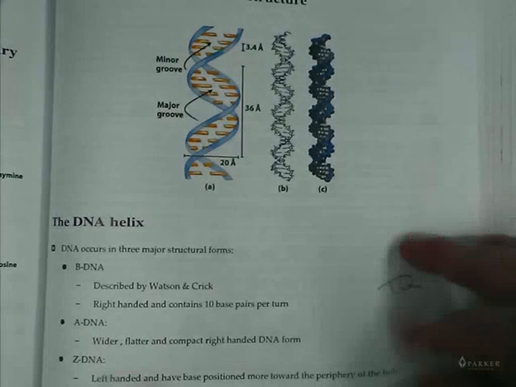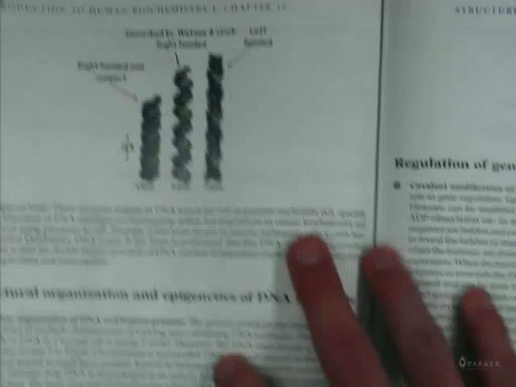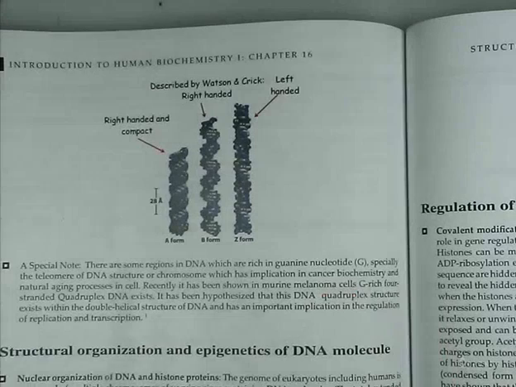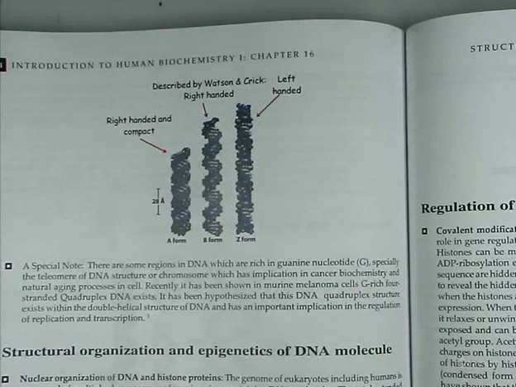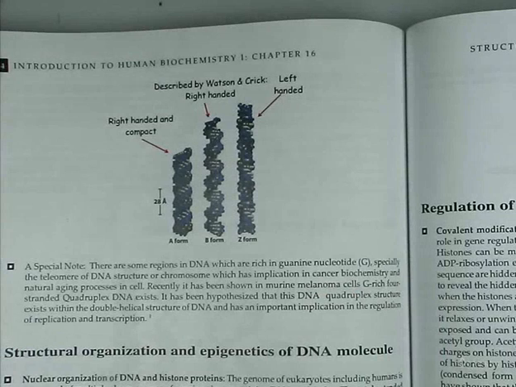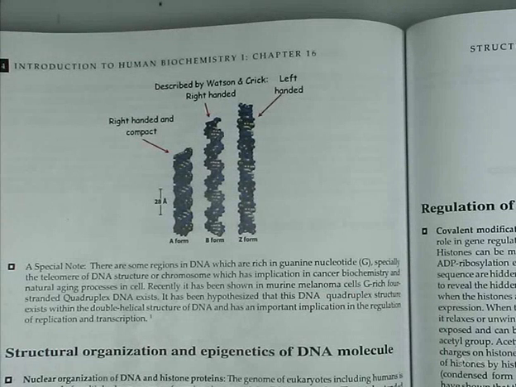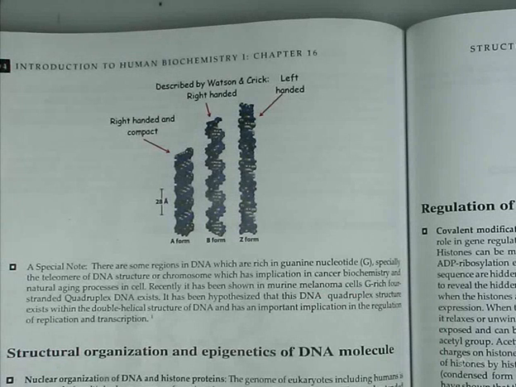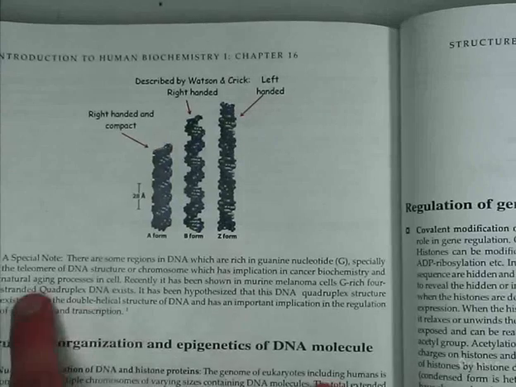There's a nice little picture on the next page of how they all compare to each other. Watson and Crick is right in the middle. Right in the middle, get it? No, okay, whatever. Need to know: Watson and Crick, B form, right-handed. A, right-handed, but not as good as this one, and then left-handed Z. Eyeball the oddball out.